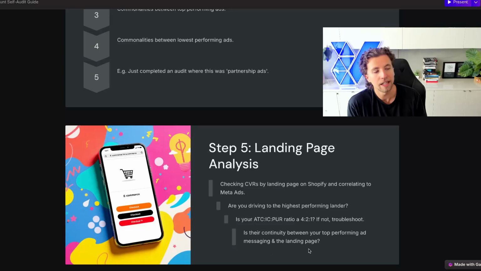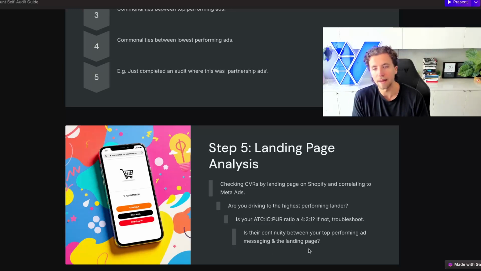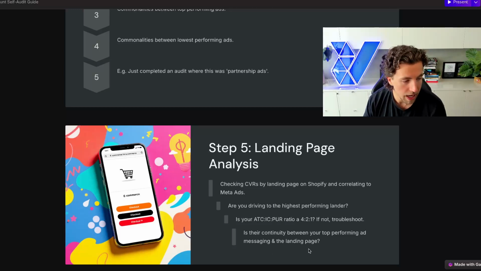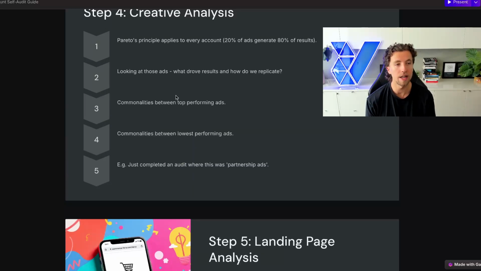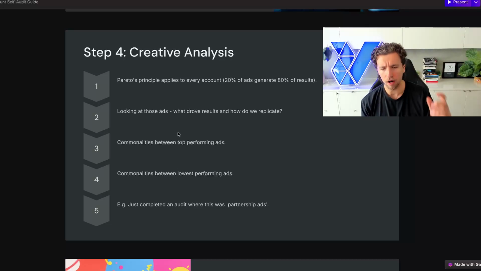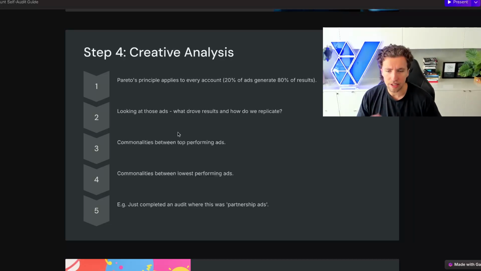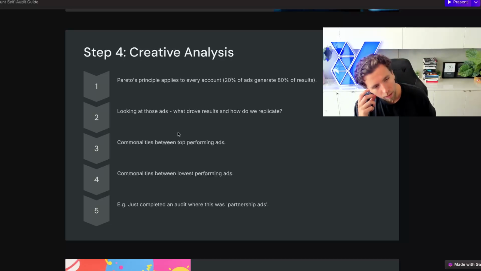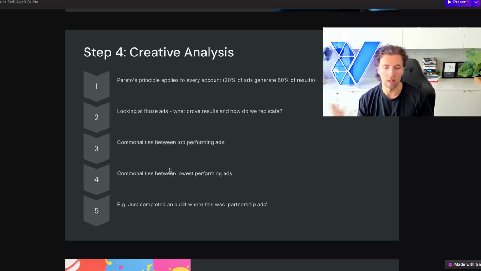And then lastly, is there continuity between your top performing ad messaging and the landing page? This is absolutely critical. And this actually ties back into the previous point, which is that you might look at the top performing ads and the low performing ads, and you might find that, in all the top performing ads, we have this messaging around this particular value proposition. Like we're talking about how the shampoo is really good for post coloring. Like when you get your hair colored, this is the shampoo that you should use.